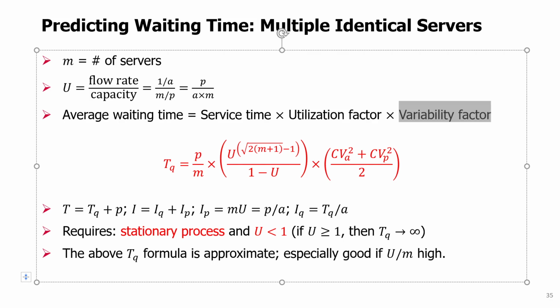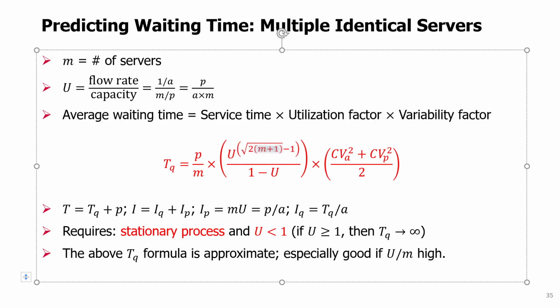But in this case, there are two changes. First of all, service time is divided by M. So this first component is divided by M. This is average service time, the service time divided by the number of servers. And the second change is that in the utilization factor in the numerator, instead of having just U, we have here U to a certain power that depends on M. And this power, as M grows, will also be growing, but in a nonlinear way.